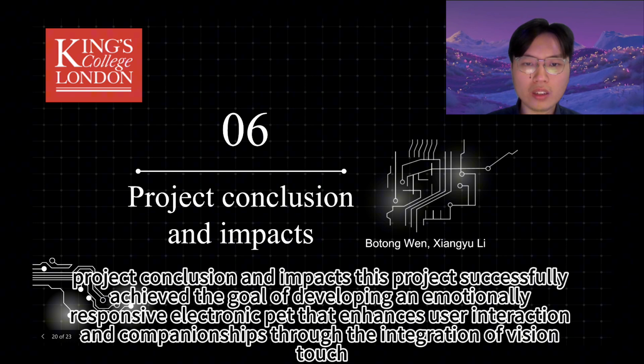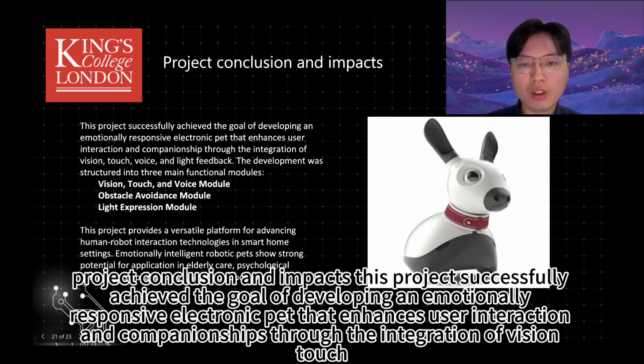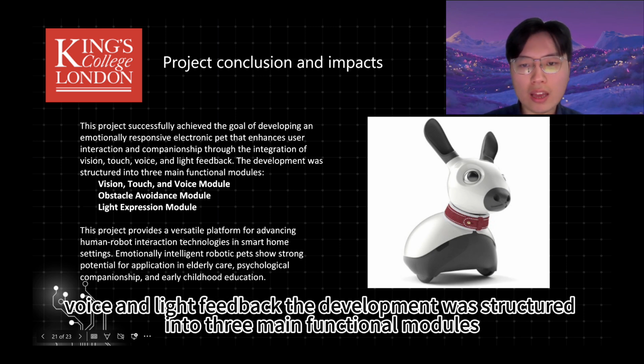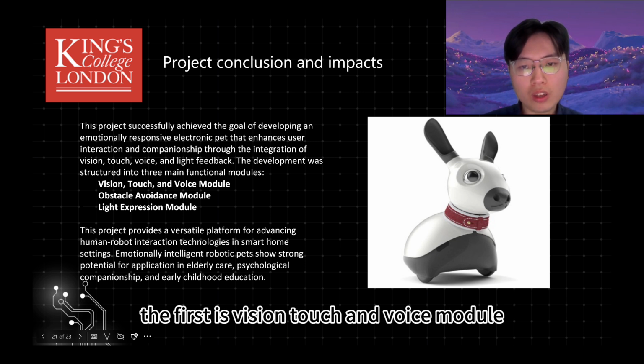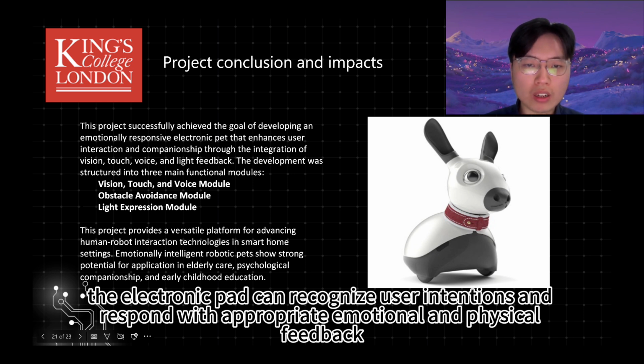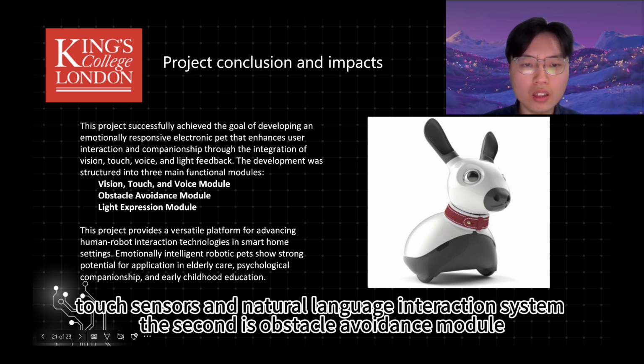Project conclusion and impacts. This project successfully achieved the goal of developing an emotionally responsive electronic pet that enhances user interaction and companionship through the integration of vision, touch, voice, and light feedback. The development was structured into three main functional modules. The first is the vision, touch, and voice module. The electronic pet can recognize user intentions and respond with appropriate emotional and physical feedback by integrating gesture recognition, touch sensors, and a natural language interaction system.